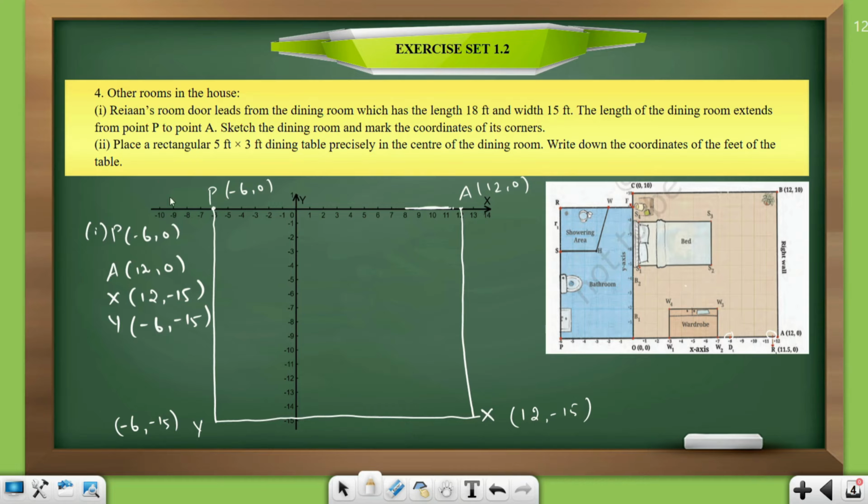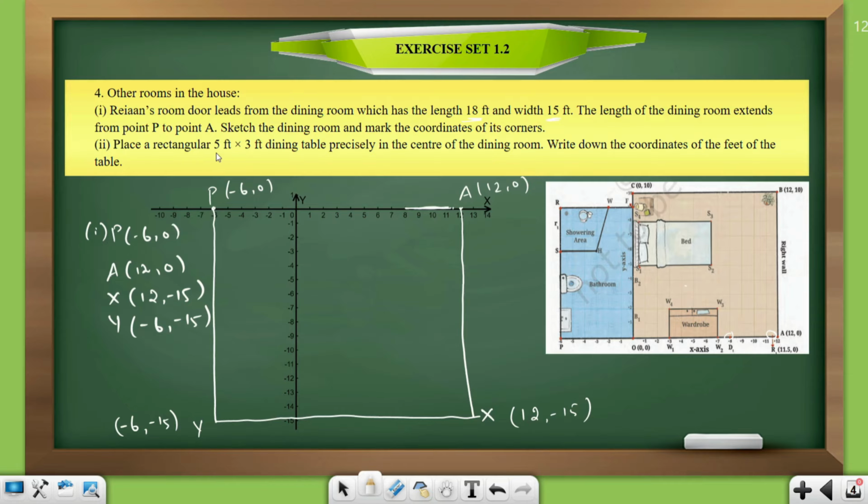The next question is: place a rectangular 5 feet by 3 feet dining table precisely in the center of the dining room and write down the coordinates of the feet of the table. This is a very important question, because this is the first time we are going to place something in the center of a room, and this room is in the shape of a rectangle. Whenever we have such things, we need to do a simple calculation. What is the length and width of the room? The length of the room is 18 and the width of the room is 15.